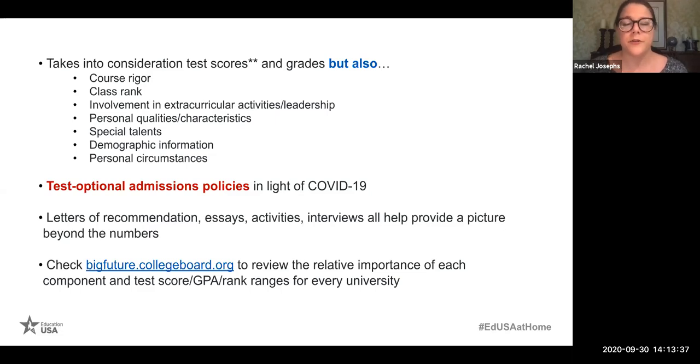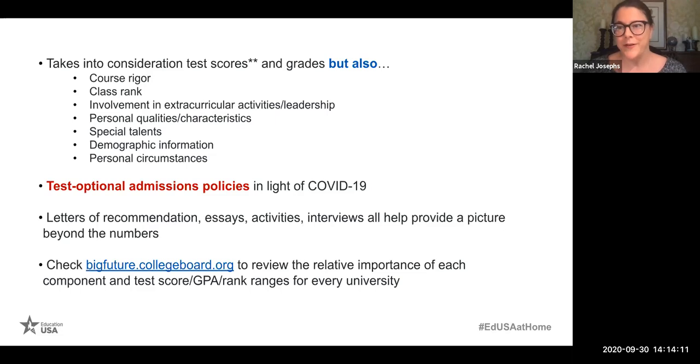They're taking a look at personal qualities and characteristics that the student has: resiliency, responsibility, leadership, artistic abilities, special talents. Some universities will take into consideration demographic information, such as, they're looking to bring in a diverse class, and so students from around the world, from different backgrounds. And there are places for them to put in personal circumstances. So again, all of these pieces come together in the Common Application to provide a full picture of the student, going much further than just the test scores and the grades.